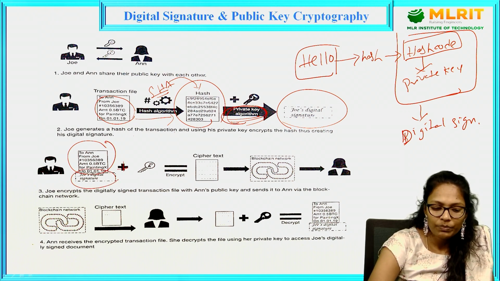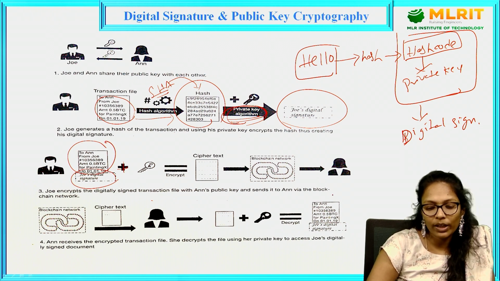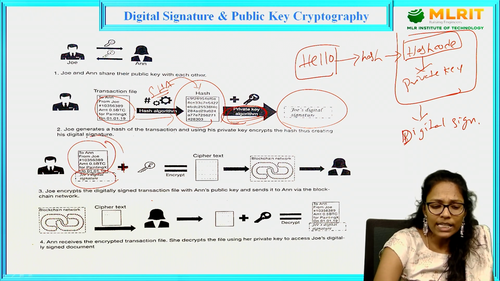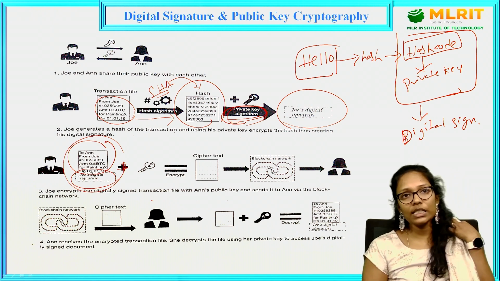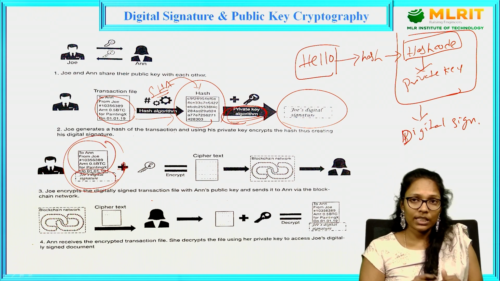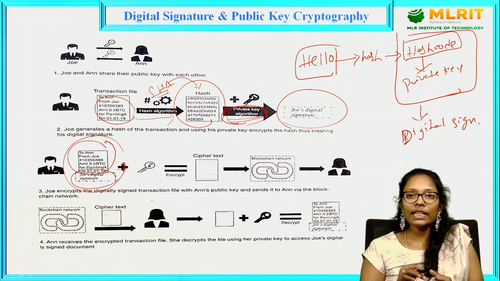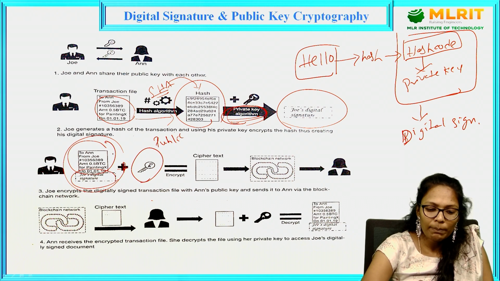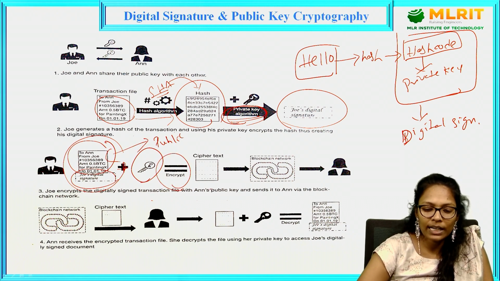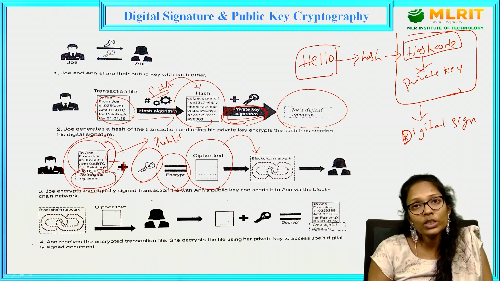Along with that, Joe encrypts the digitally signed transaction file with Anne's public key and sends it to Anne via the blockchain network, right? So he has his message, and along with the message, he has his own digital signature also. To whom does he need to send this? He needs to send to Anne. For that purpose, what does he need? Anne's public key. So this is Anne's public key. By combining these two, he will encrypt the data and generate the ciphertext. This generated ciphertext will be transferred to Anne through the blockchain network.